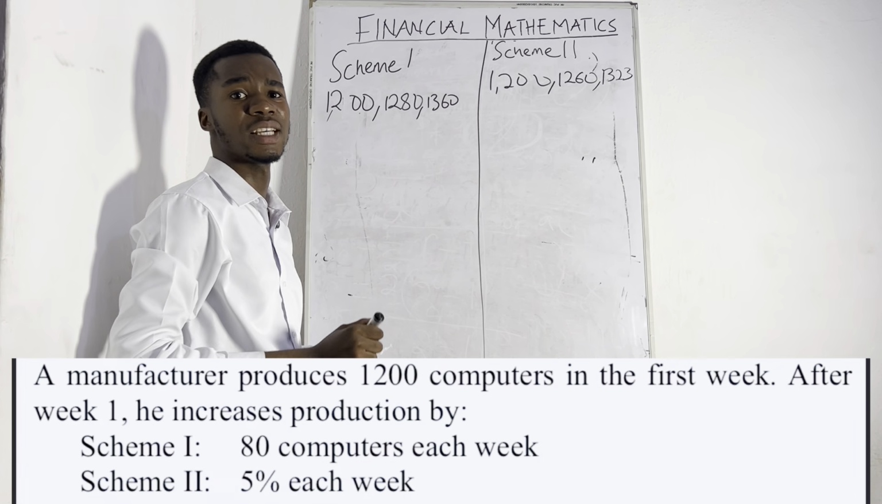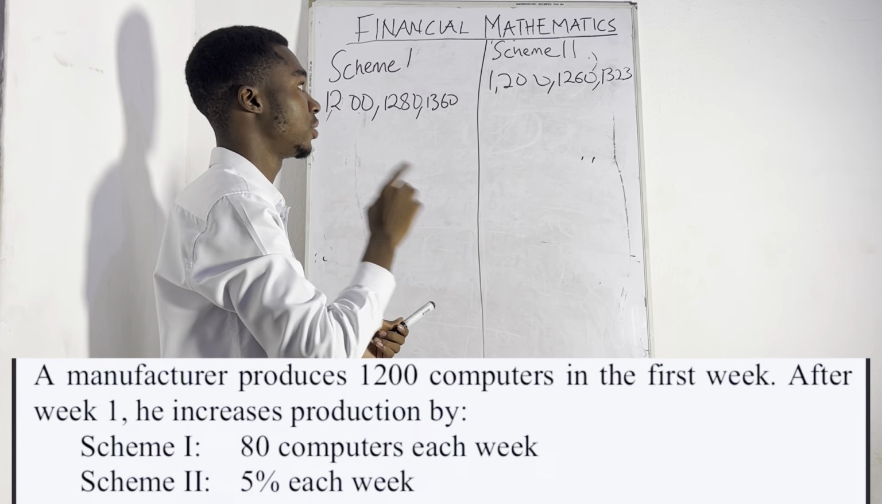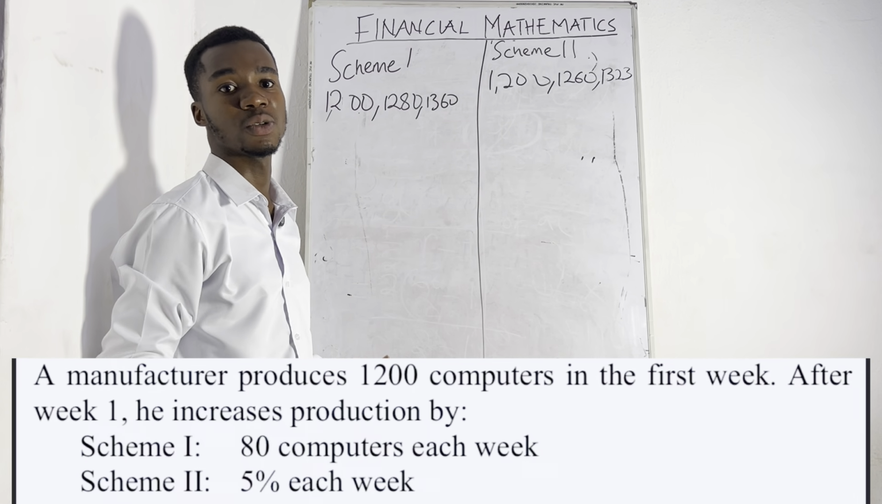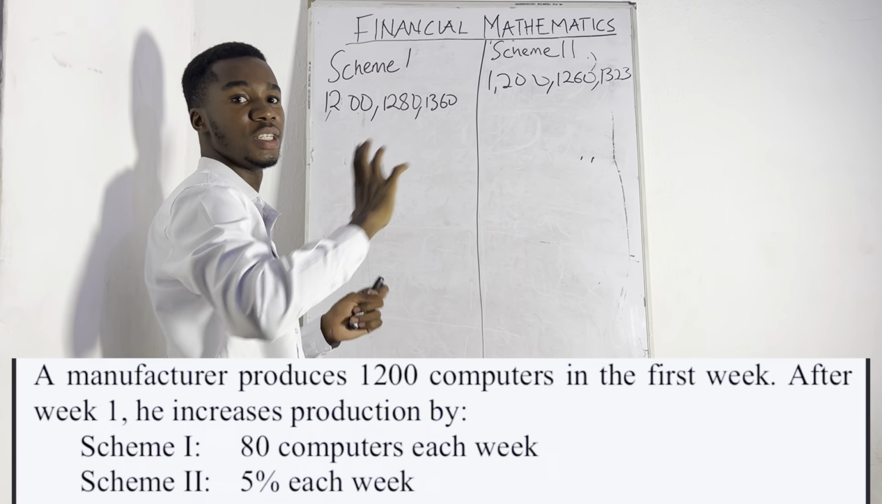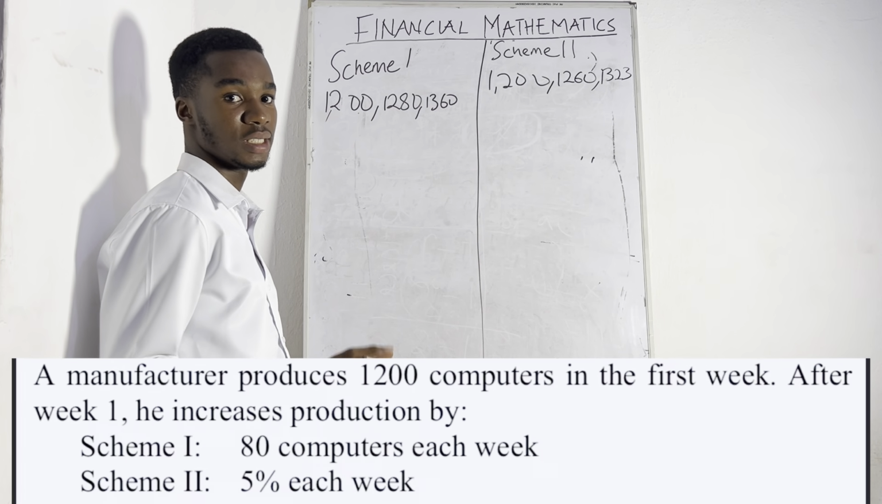If you want to find the next one, you take 5% of 1,323. So 5 over 100 times 1,323, then you add it to it. That's how you get the fourth one. You get it? So always you just take 5% of whatever is here, then you keep adding it to each and every week. You get it? So now that you've understood the concepts, I believe you can answer the questions.